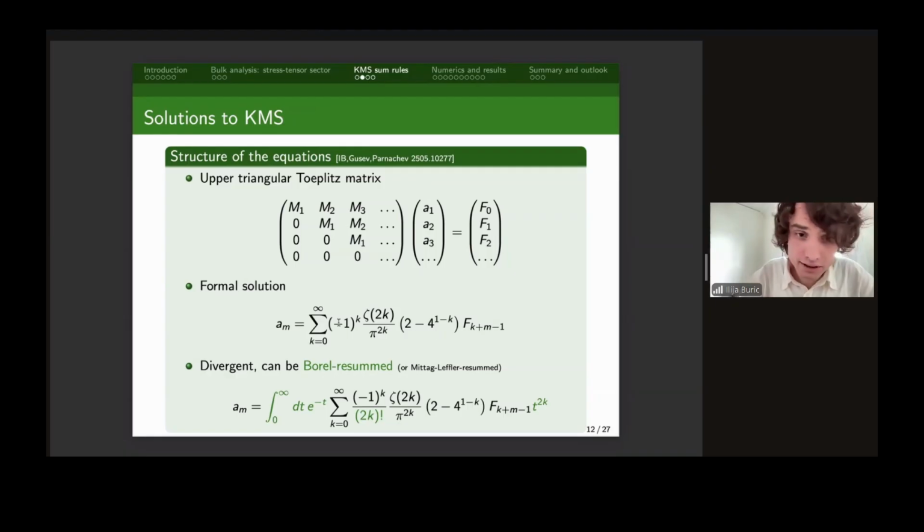And to a large extent, the rest of the talk is making sense of this sum and then seeing what the results are.